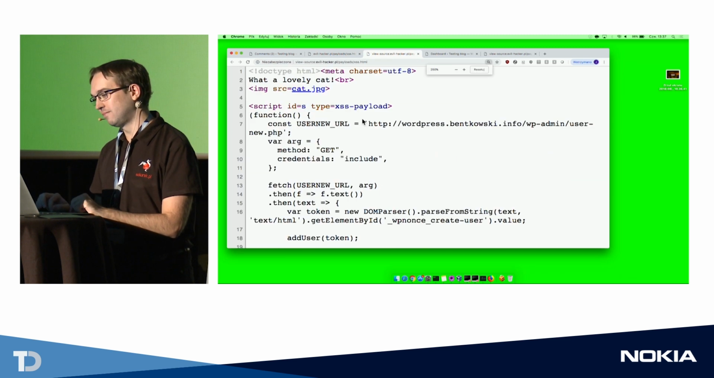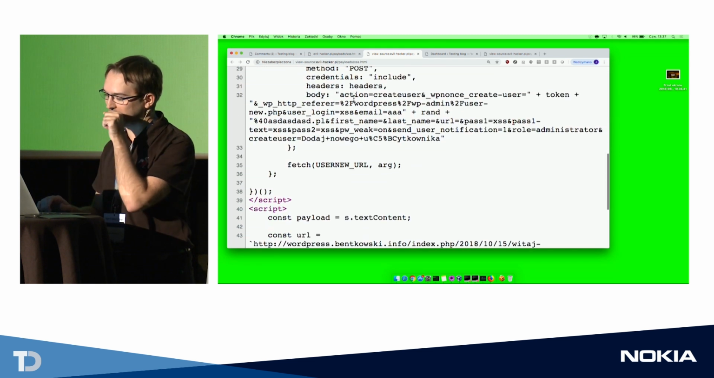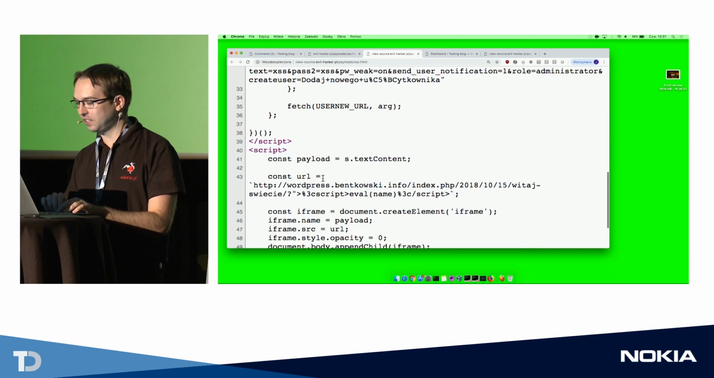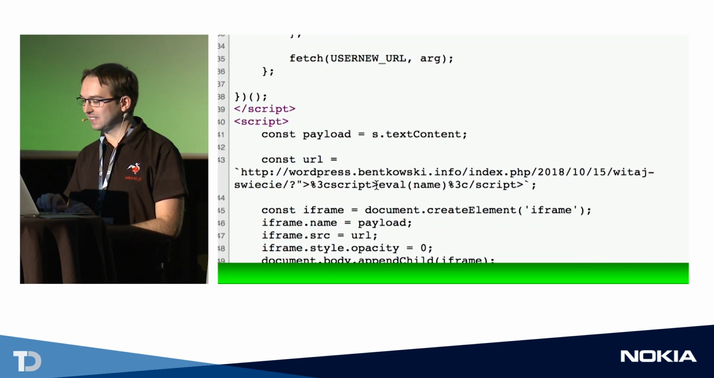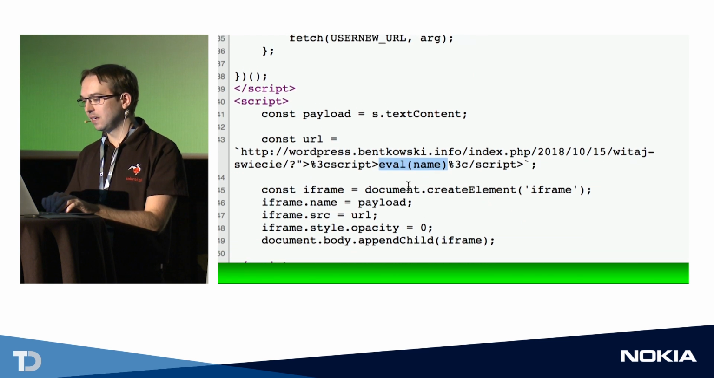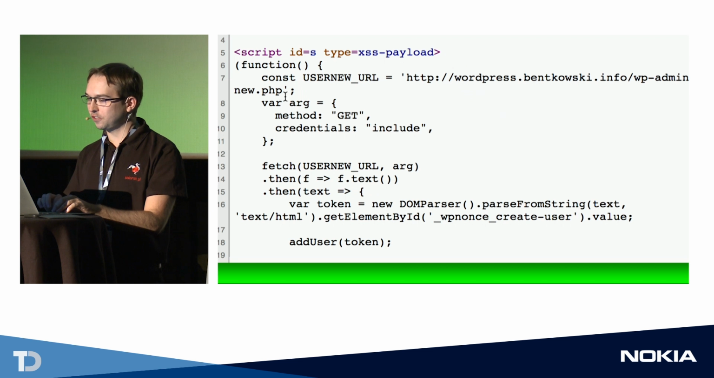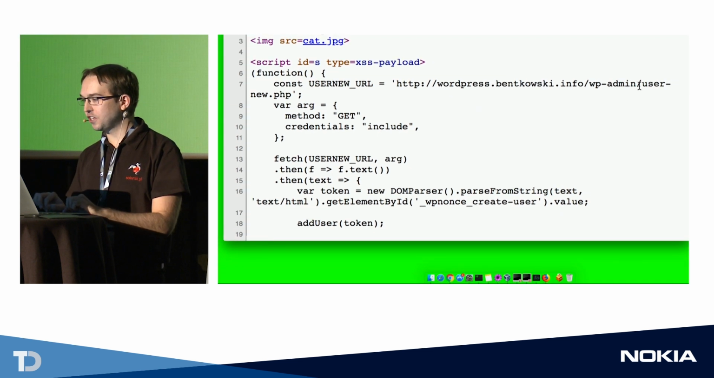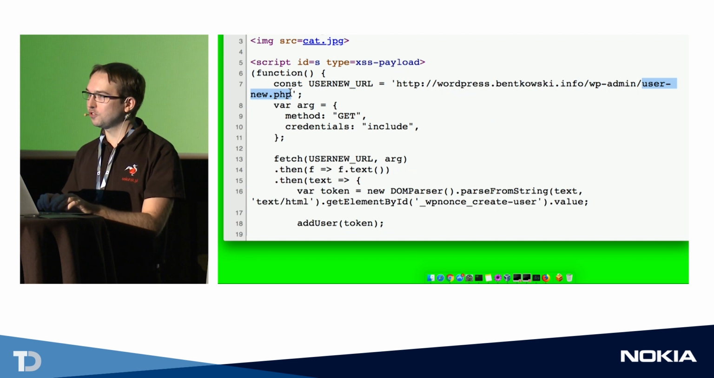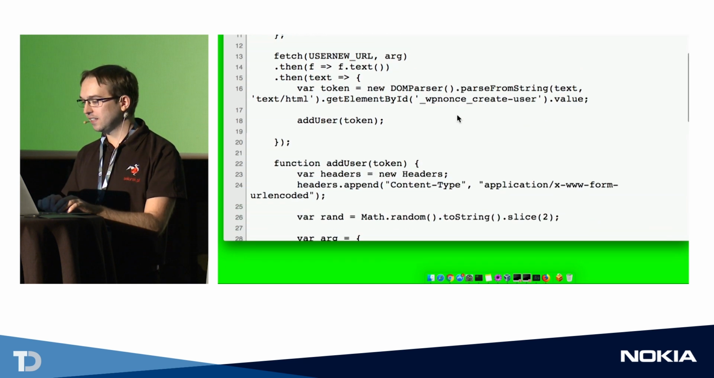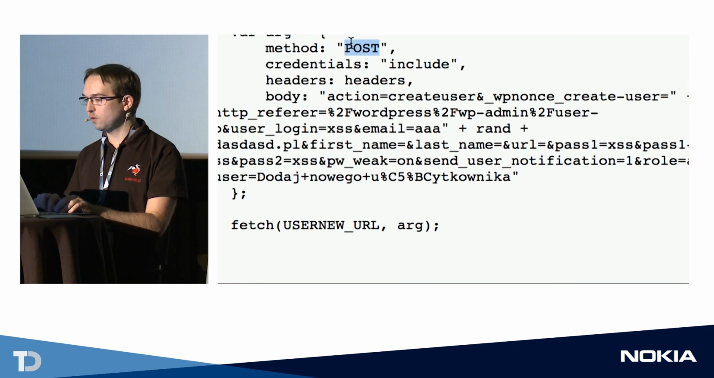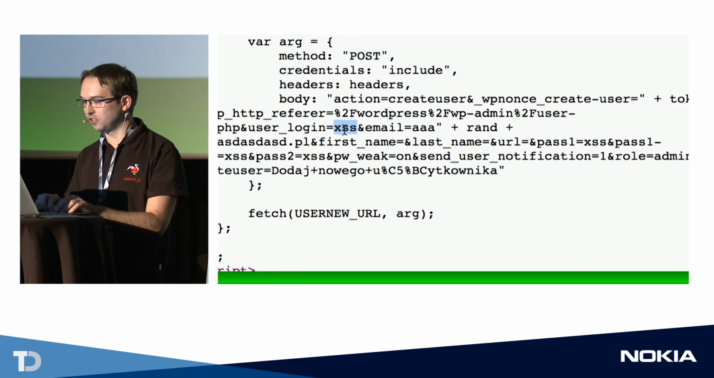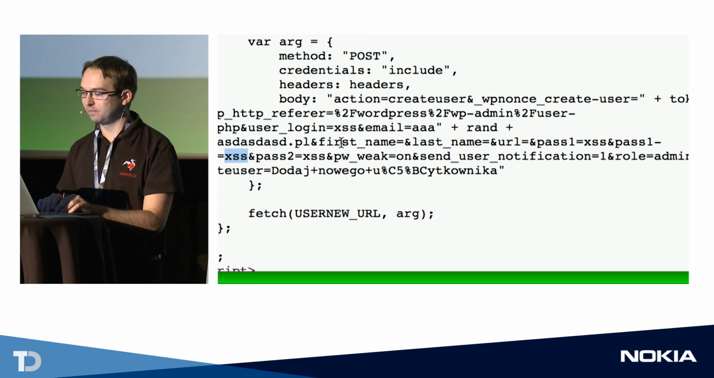And when we look at the source, we can see that the image showing the cat is over here, and the rest of the code is actually executing the XSS. So what happens here is that I use exactly the same XSS as before. So I have the script tag over here, but I use some eval in this place, and the code that gets evaled is actually this code. So what I do here is that I access the user new PHP page, and then I'm making a POST request, and I am saying that I want a new user with login XSS and with password XSS.